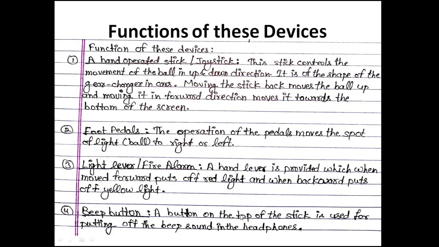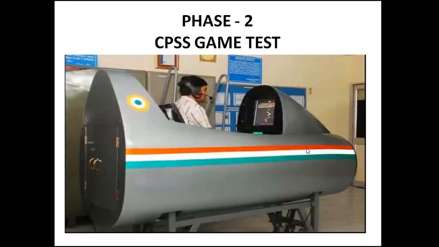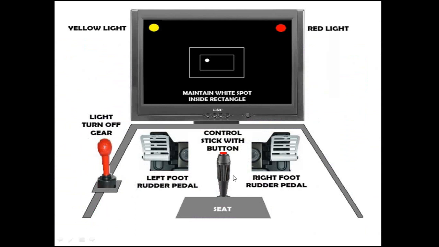Now beep button: a button on the top of the control stick is used for putting off the beep sound in the headphones. Whenever you hear a beep sound in your headphone, this is the headphone, see, a candidate is wearing a headphone, you have to close it by using this beep button. Here you can see the control stick with button.